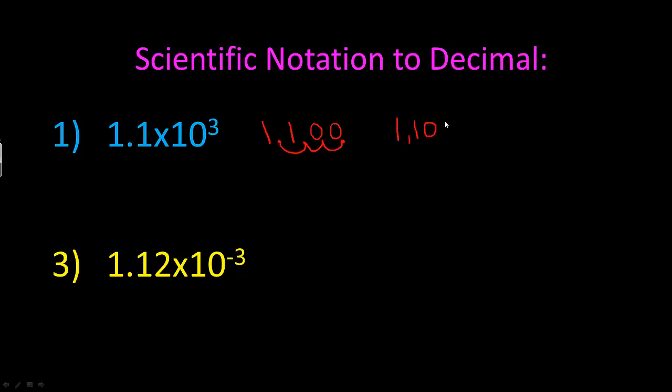1,100. Now I'm not going to add my decimal point here. We know it's there, but I'm not going to add it because that will make these zeros significant, and we do not want to do that.